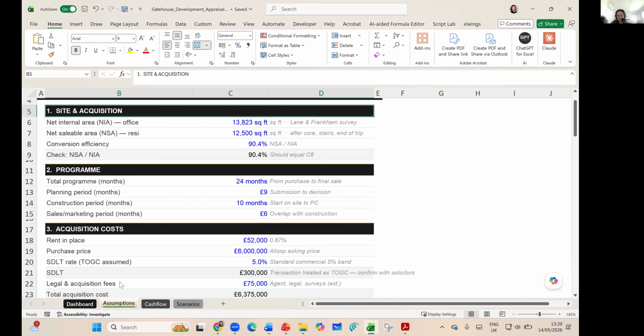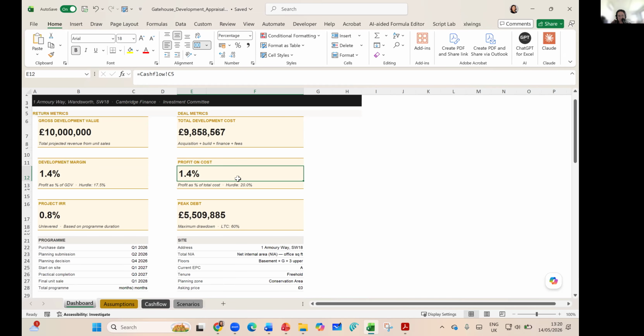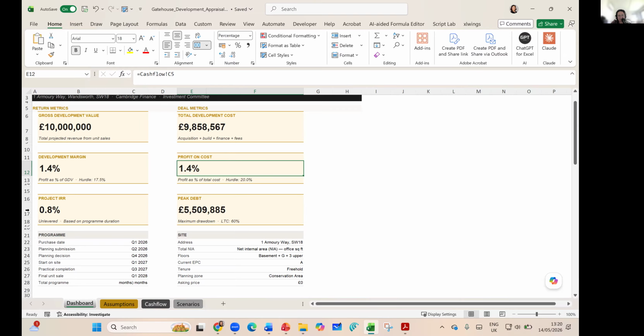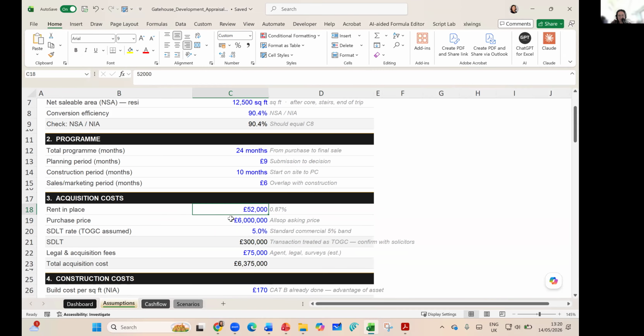So the first thing that we notice is that it's not going to work. Why? Because the development margin is pretty tight. The profit on cost is pretty tight, and then you have an IRR of less than 1%. So this is not a very good idea. So the question is, instead of offering 6 million, how much could you offer?